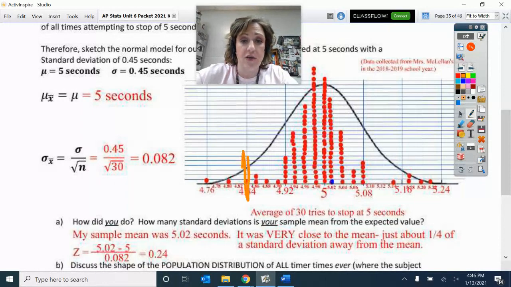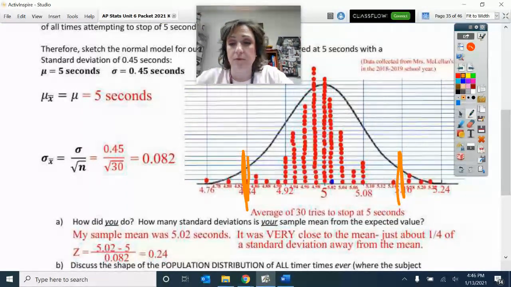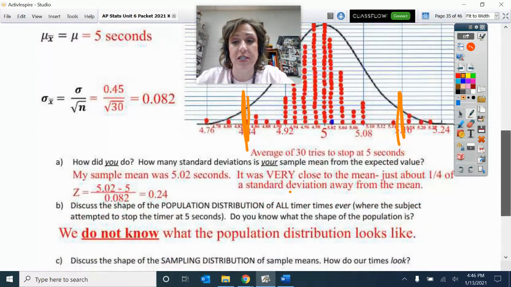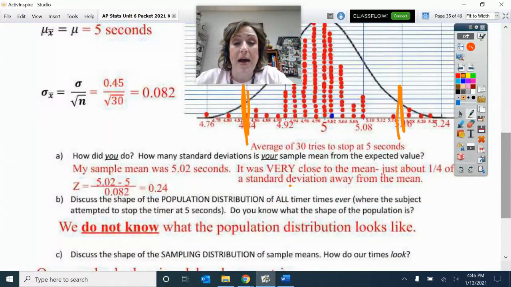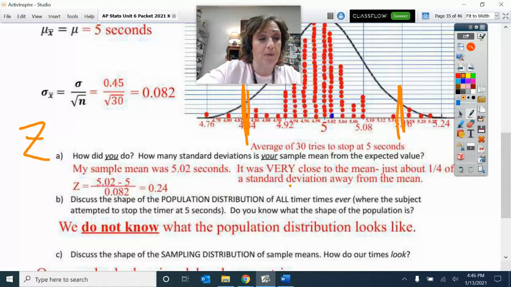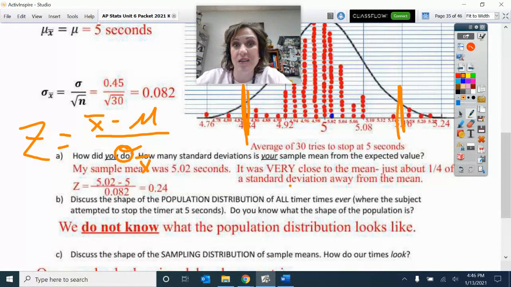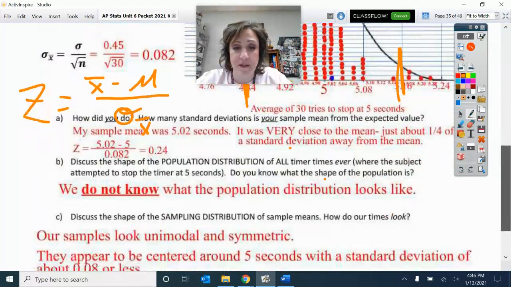And so then here is within 2 standard deviations. So that's good. In fact, okay, so then this question is, how did you do and how many standard deviations is your sample away? So look, my sample, I did my X bar minus the mean over the standard deviation of X bars. So that's how you're going to be doing your Z score, from your X bar minus the true mean over the standard deviation of X bars. And that's what I did. I was only a quarter of a standard deviation away from the mean. So woohoo, I'm feeling pretty good about myself on that.